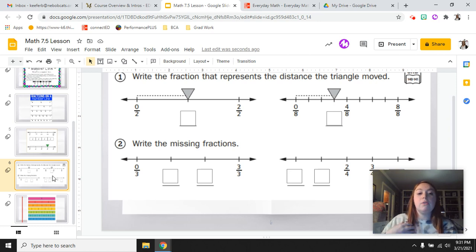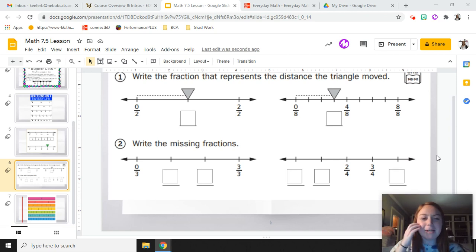On this one, it says, write the fraction that represents the distance the triangle moved. I thought I could make this smaller. Maybe not. I'll just move it down. So for this one, look here. Here's where our triangle is. This is 0 over 2, and this is 2 over 2. So this would be like saying 0 and 1. So what would be our box here?